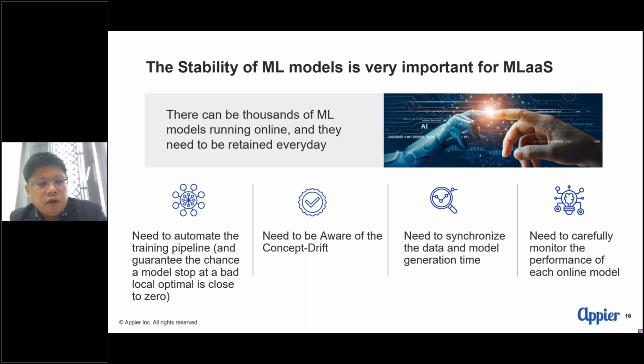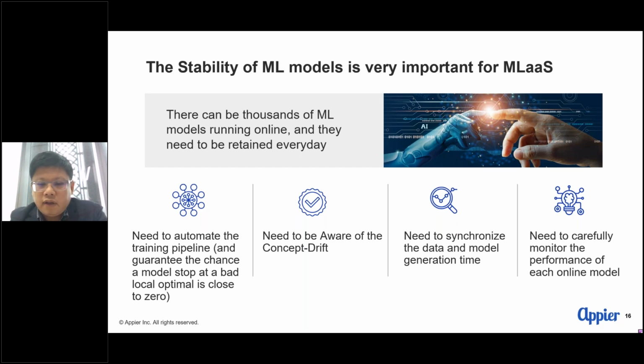First, auto machine learning is important because we need to automate the whole training pipeline. And furthermore, we have to guarantee the chance that the model stops at a very bad local optimum is close to 0. And 99% is probably not good enough if we are going to serve thousands of customers. Also, we need to be aware of concept drift, because things change every day. And if the model doesn't change accordingly, a serious problem will happen.